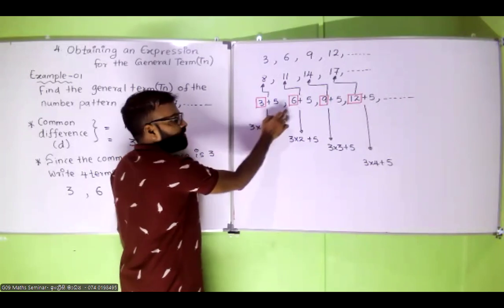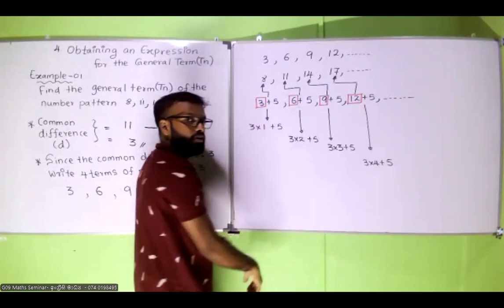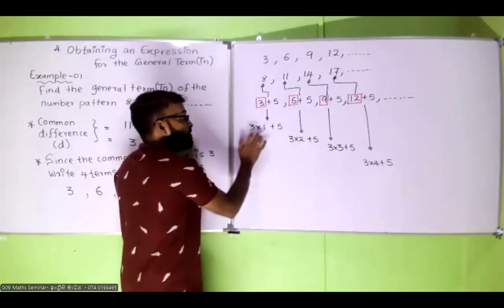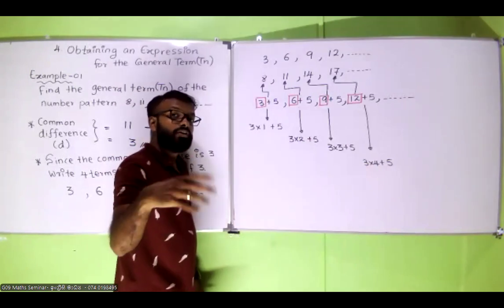If you have multiples of 3, 3 times 1, 3 times 2, 3 times 3, 3 times 4. If you have multiples of 5, 5 times 1, 5 times 2, 5 times 3, 5 times 4. If you have the common difference as 11.